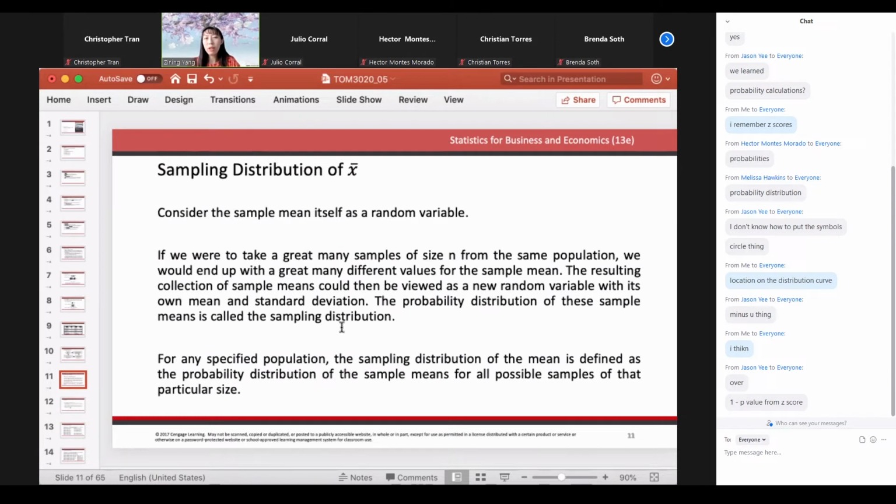So then think a little bit. What if we were to take a great many samples of the same size? I don't necessarily have to take student number 1 through 30. I can take a sample of students.